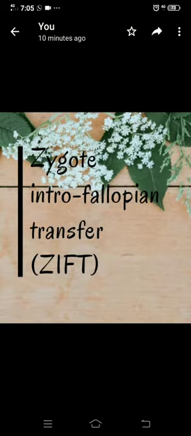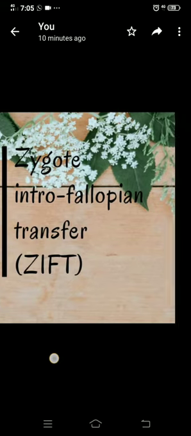The next technique is zygote intrafallopian transfer. The name itself says we transfer the zygote into the fallopian tube. So that is what we call zygote intrafallopian transfer. It is possible only when it has reached the 8-cell blastomere zygote stage.